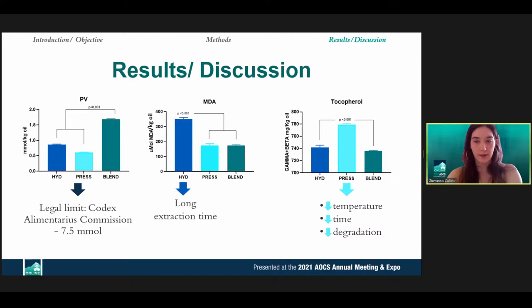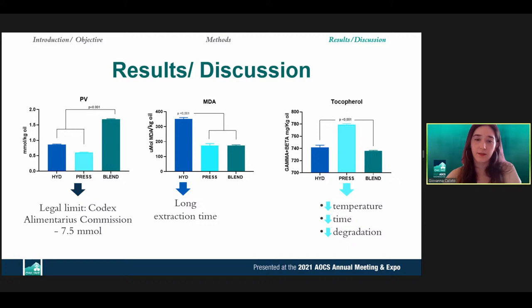And the hydraulic and the blend samples used their natural antioxidant, the tocopherol, during the oxidation process stimulated by their extraction methods. However, tocopherol was not enough to stop the oxidation process of the samples. We can see this mainly in the hydraulic sample, which produced the secondary oxidation product, the MDA, and oxidized more compared to the other samples.